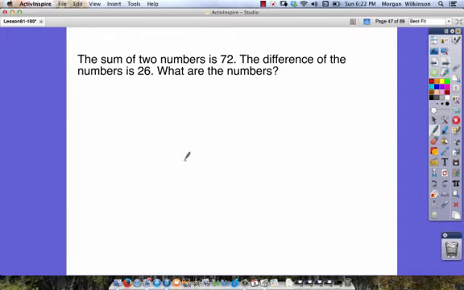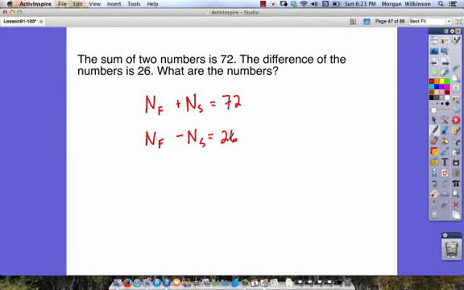Here we have one. The sum of two numbers is 72. The difference of the numbers is 26. What are the numbers? So let's say the first number, n sub f, plus the second number, n sub s, will equal 72. Because we know the sum of them equals 72. Then the difference of the numbers is 26. So the first number, n sub f, minus the second number equals 26.